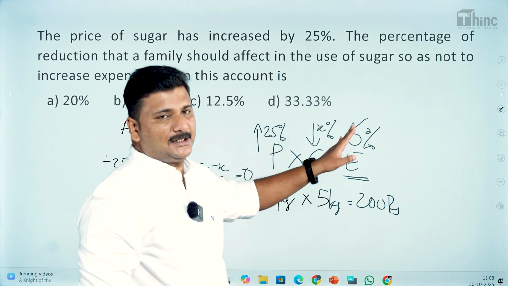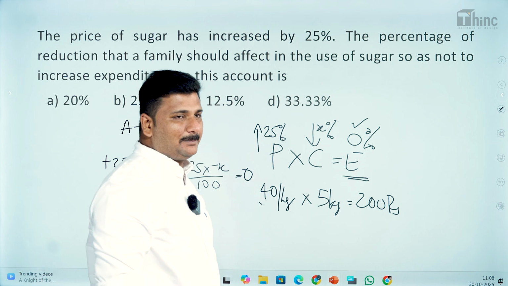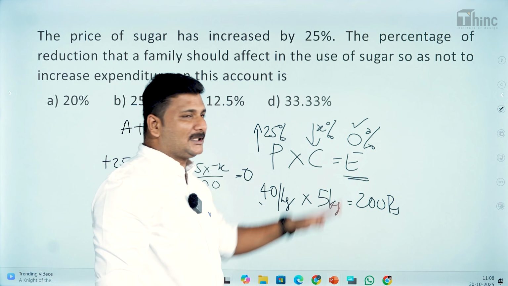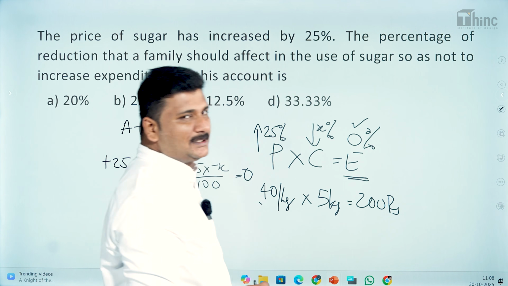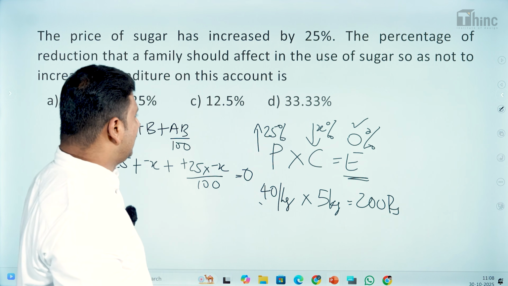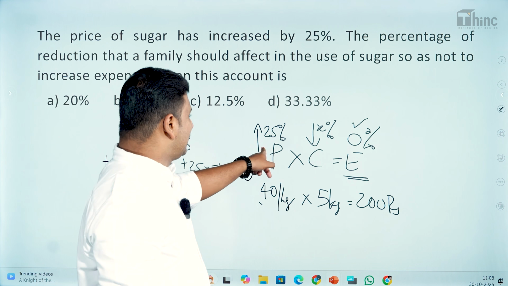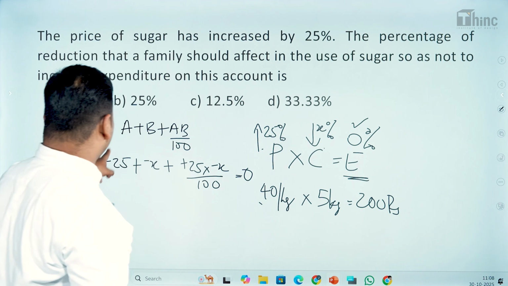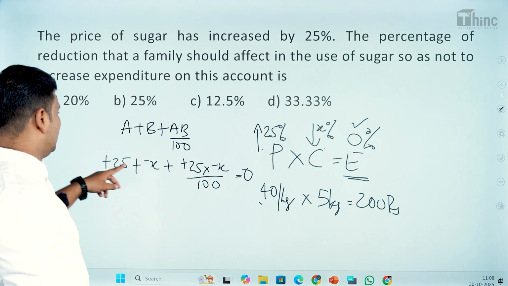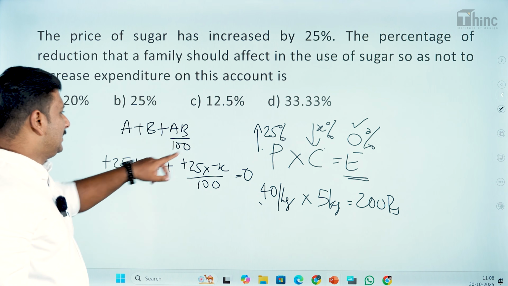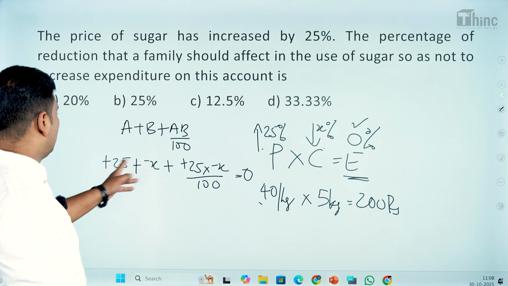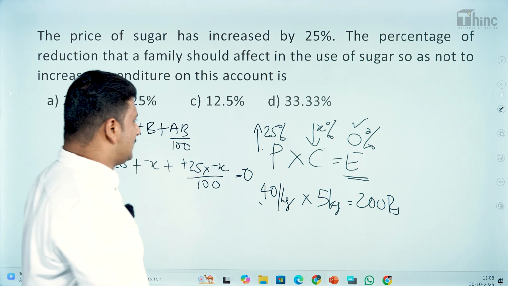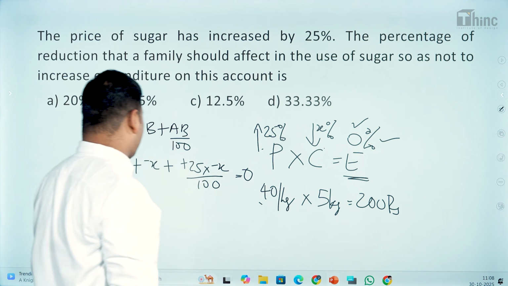So price into consumption is expenditure. Now price is increased by 25%. How much is the consumption? The other number getting multiplied needs to be decreased so that the expenditure is not changing, or there is 0% change in the product, is what we are finding out. So if one number is increased by 25 and the other number is decreased by X, to find the percentage change in the product, we'll use the formula A plus B plus AB by 100, and instead of A we'll put plus 25, instead of B we'll put minus X. So plus 25 plus minus X plus 25 into minus X by 100 will be the overall percentage change in the product, and that needs to be 0.